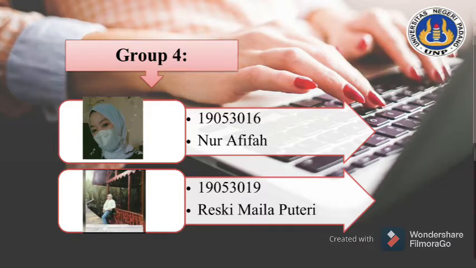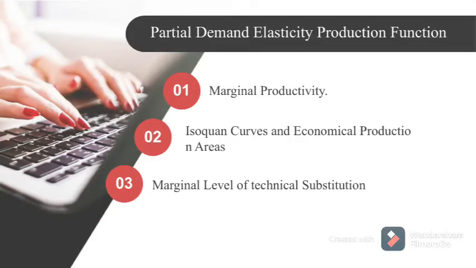Okay, now we will present the material on partial demand elasticity production function, namely marginal productivity, isoquant curve, and economical production areas, and the last, marginal rate of technical substitution.